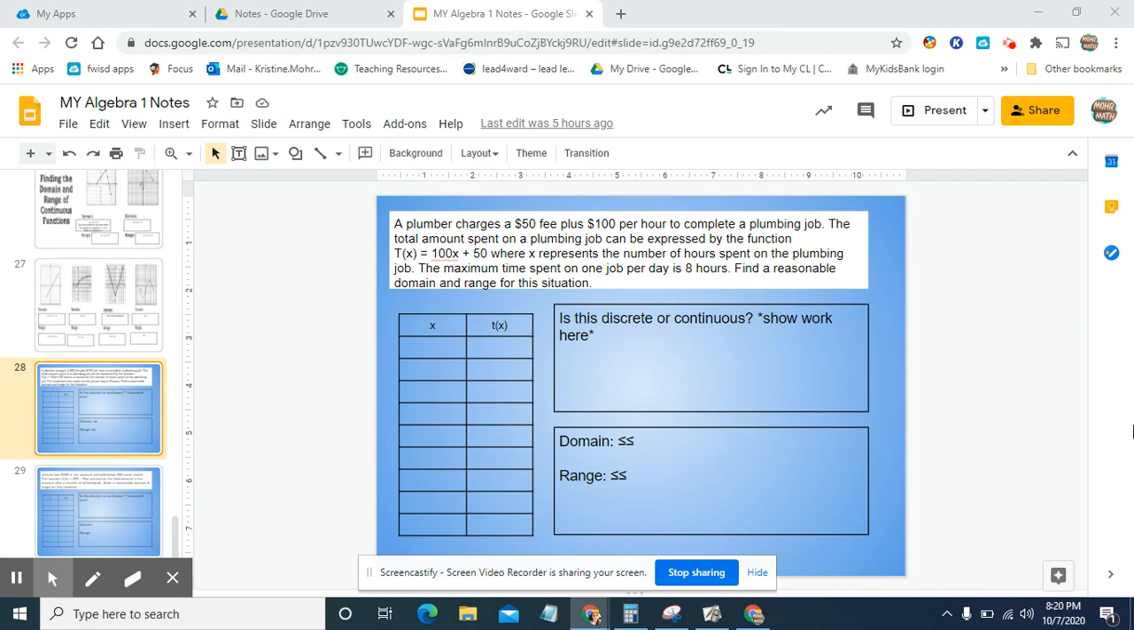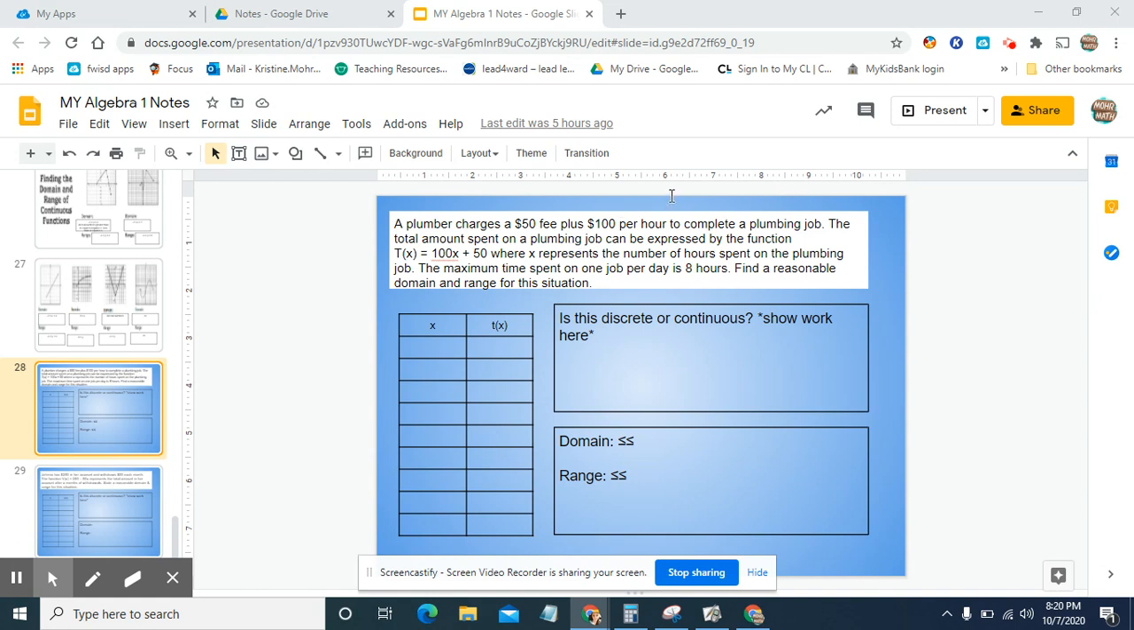So the first problem is: a plumber charges a $50 fee plus $100 per hour to complete a plumbing job. The total amount spent on a plumbing job can be expressed by the function T of x equals 100x plus 50, where x represents the number of hours spent on the plumbing job. The maximum time he spends on one job per day is 8 hours. Find a reasonable domain and range for this situation.